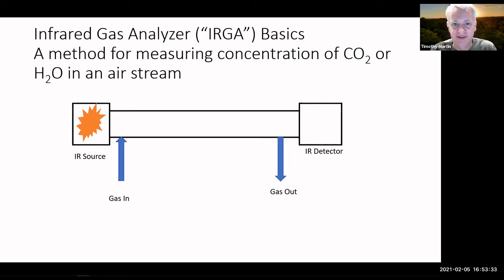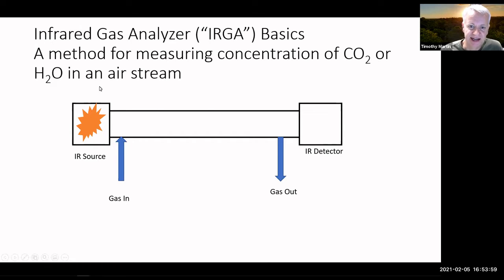So the heart of any photosynthesis measurement that's measuring based on CO2 is an infrared gas analyzer. Sometimes it's abbreviated IRGA, I-R-G-A. And that's basically an infrared gas analyzer. It's just an instrument that can measure the concentration of CO2 gas in an airstream.